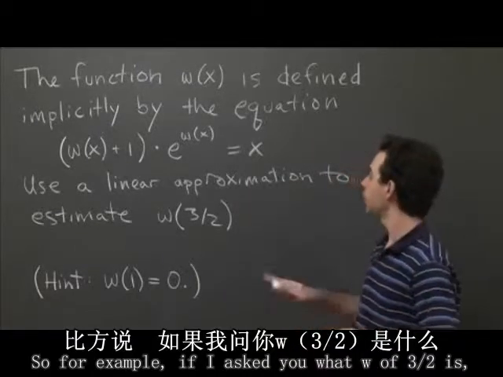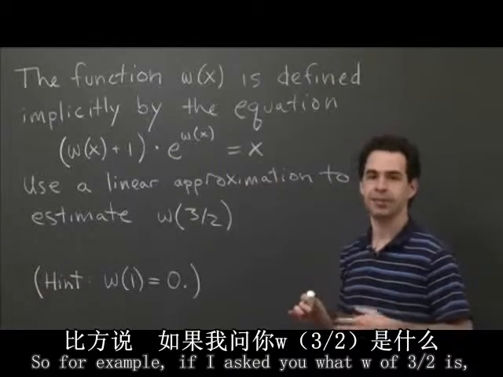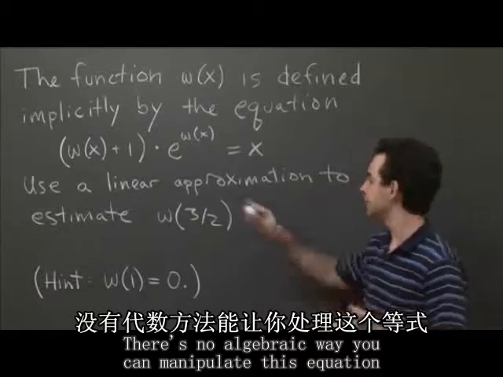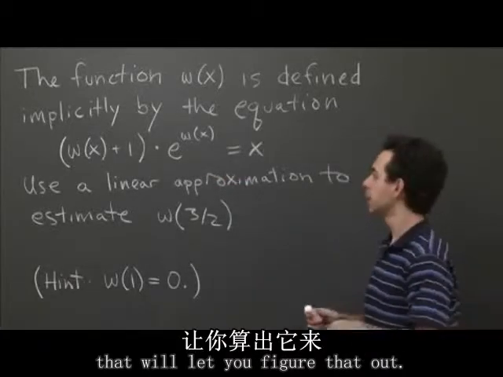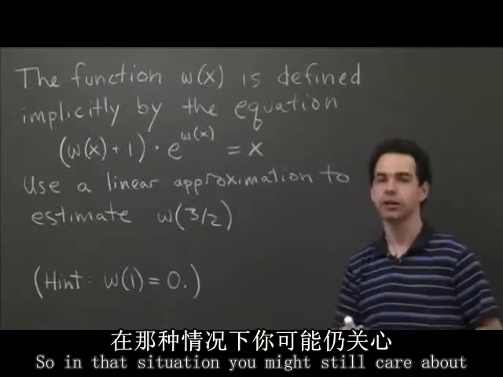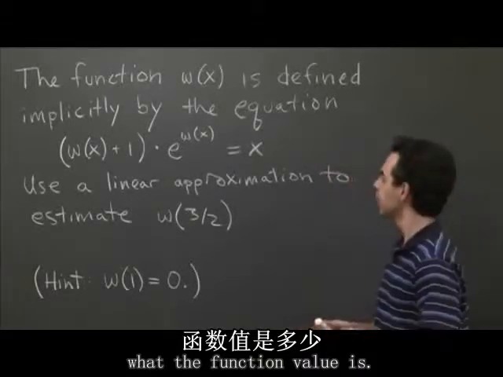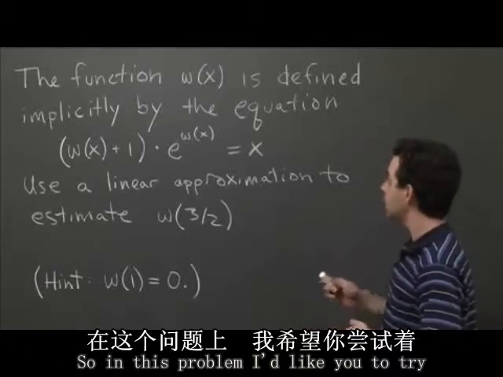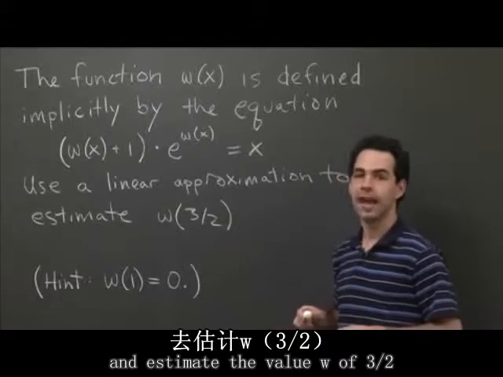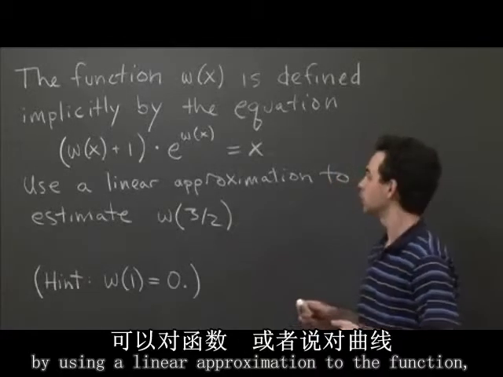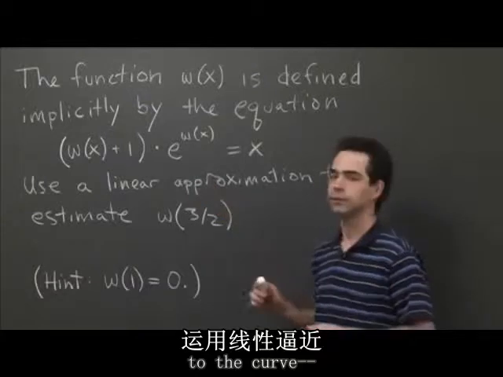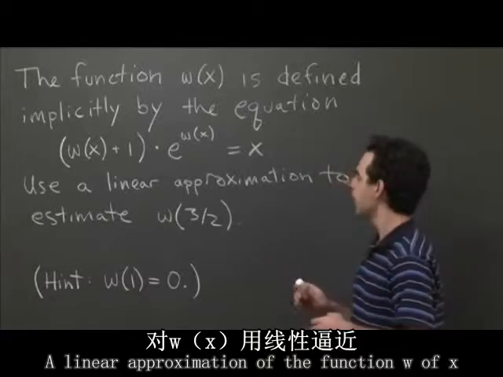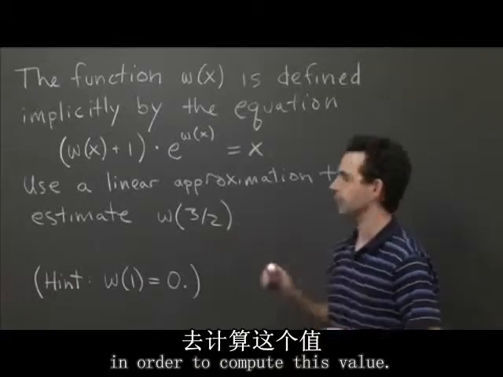For example, if I asked you what w of 3/2 is, it's very hard. There's no algebraic way you can manipulate this equation that will let you figure that out. In that situation, you might still care about what the function value is. So what can you do? Well, you can try to find a numerical approximation. In this problem, I'd like you to estimate the value w of 3/2 by using a linear approximation to the curve, a linear approximation of the function w of x, in order to compute this value.